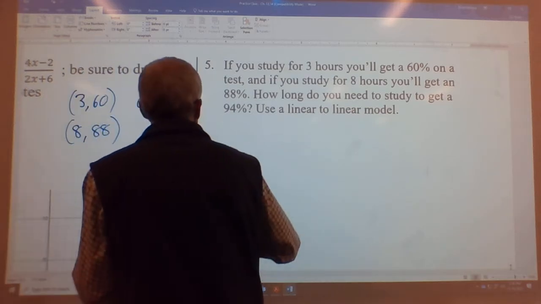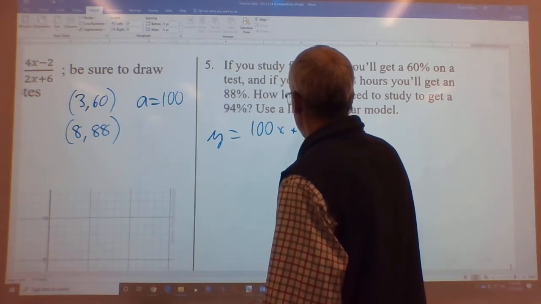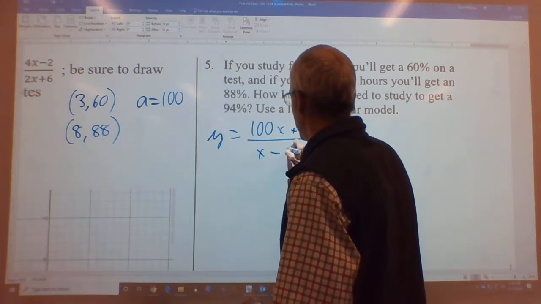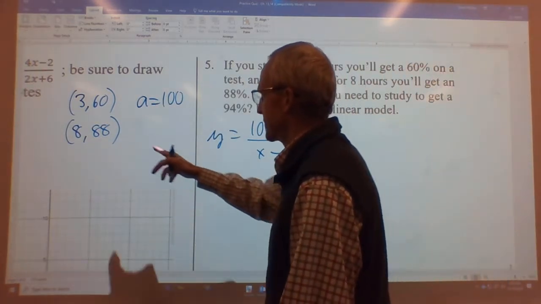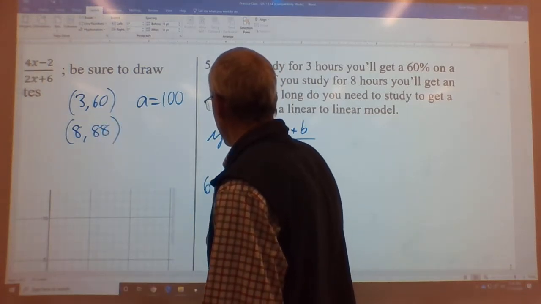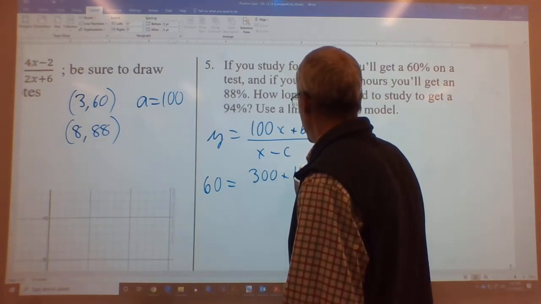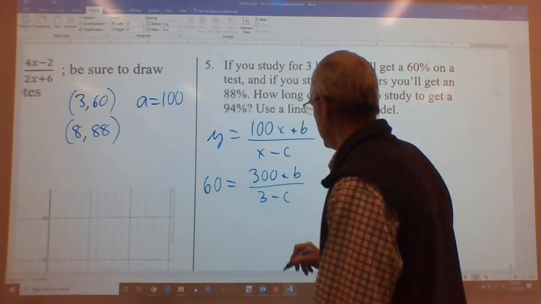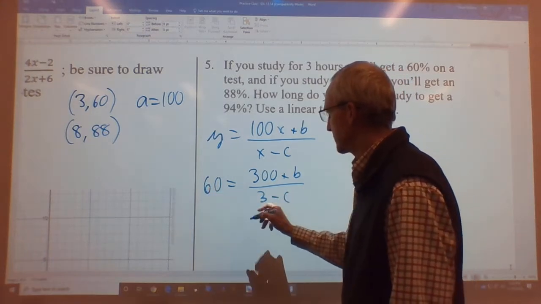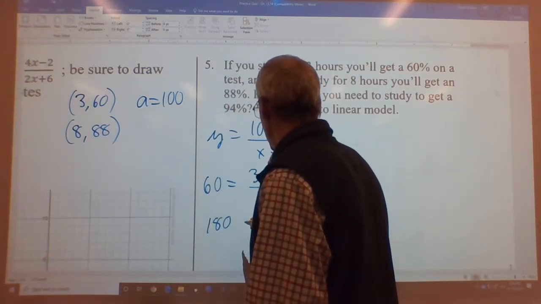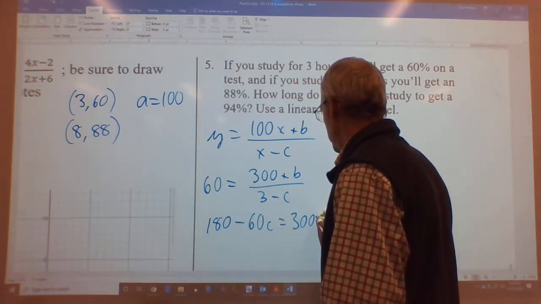So A is 100, so right away we can say that y is equal to (100x plus b) divided by (x minus c), and now we plug in those numbers. There's no zeros now, so it won't be quite so nice. Let's do the first one. When we get a 60, when x is 3, 100 times that would be 300 plus b, divided by 3 minus c. Now I multiply across. 60 times 3 is 180. So 180 minus 60c is equal to 300 plus b.